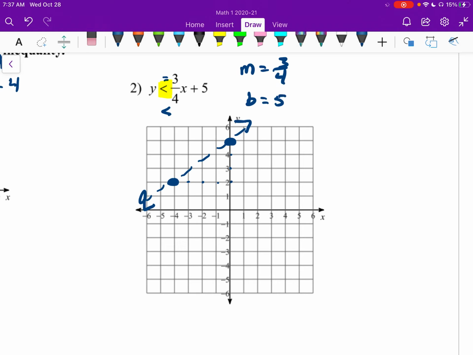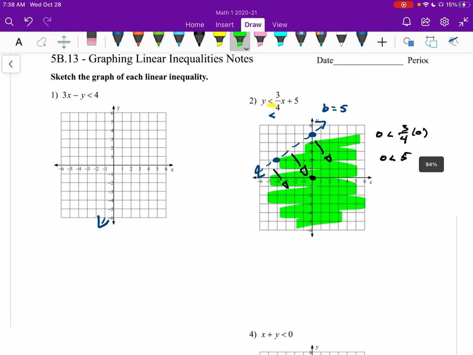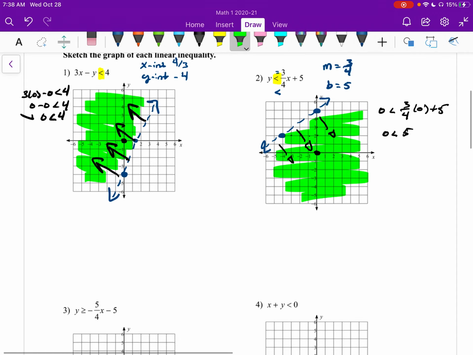Again, we're going to plug in 0, 0. So I'm going to say, well, 0 is less than 3/4 times 0 plus 5. Well, this is the same thing as 0 is less than 5, which is a true statement. Hopefully we all know that that's a true statement. So I'm going to shade towards 0, 0. All right. There's 1 and 2.